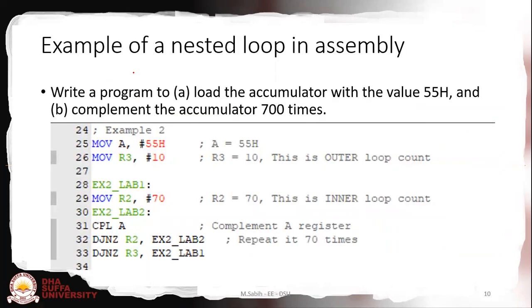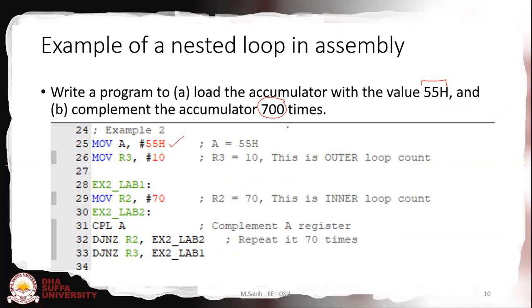So this is an example of the nested loop. We need to write a program that loads the accumulator with the value 55H and complements the accumulator 500 times. You see, it is exceeding. So this is an example of the program that it can do. What we are doing here is MOV A, 55H. So we place 55H in A, very good, no problem.